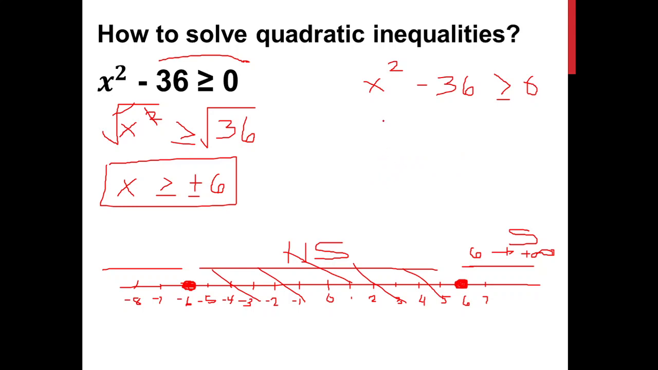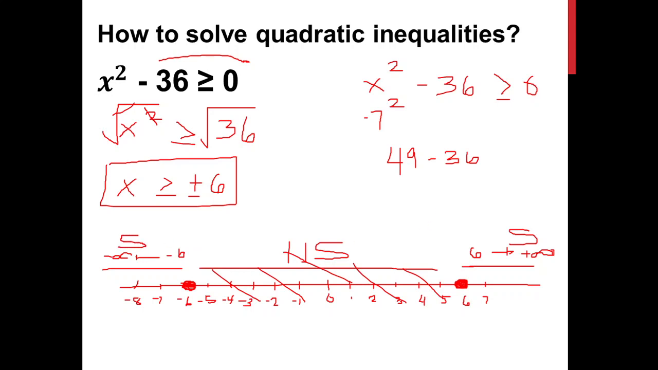So if x is negative 7, so you have negative 7 squared, or negative 7 times negative 7 is positive 49, you have a positive result, which is greater than 0. Meaning, from negative 6 going to the negative infinity are solutions to our inequality statement.